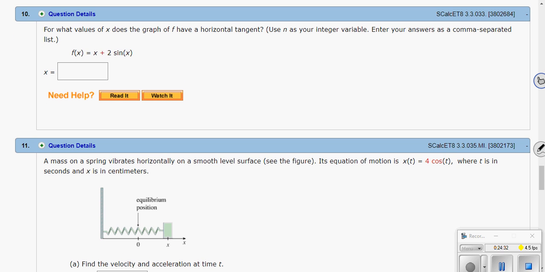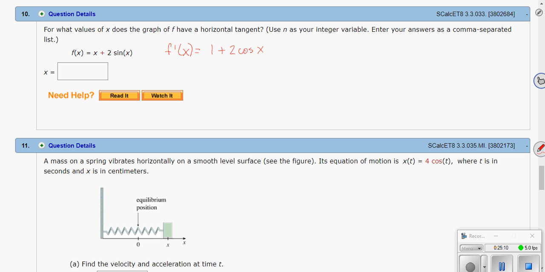So for what values of x does the graph of f have a horizontal tangent? Now, in order for a tangent to be horizontal, that means the slope has to be 0. So how do we find slope? We take the derivative. So first step is to find f prime of x. The derivative of x is just 1 plus 2 times the derivative of sine x, which is cosine. So 1 plus 2 cosine x.